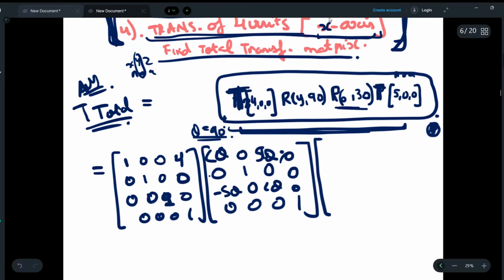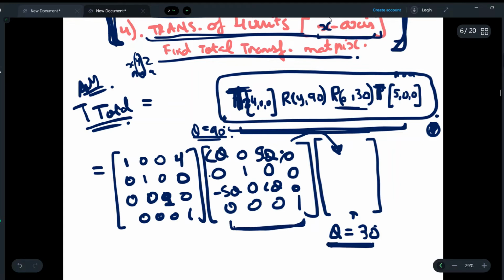That is, this same matrix will be used over here. The only difference will be that the theta value will be 30 degrees. That is, when you find out this matrix, be careful and remember that you have to put the value of theta as 30 degrees, and in this matrix you have to put the value of theta as 90 degrees.